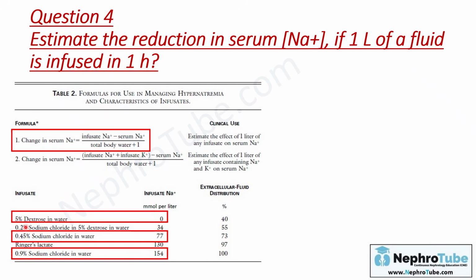For example, if we decided to use 5% dextrose for this patient, the sodium in the dextrose is 0. If we use 0.45% sodium chloride, the sodium in this fluid is 77 millimole per liter. If we use isotonic saline, it has 154 millimole of sodium per liter.